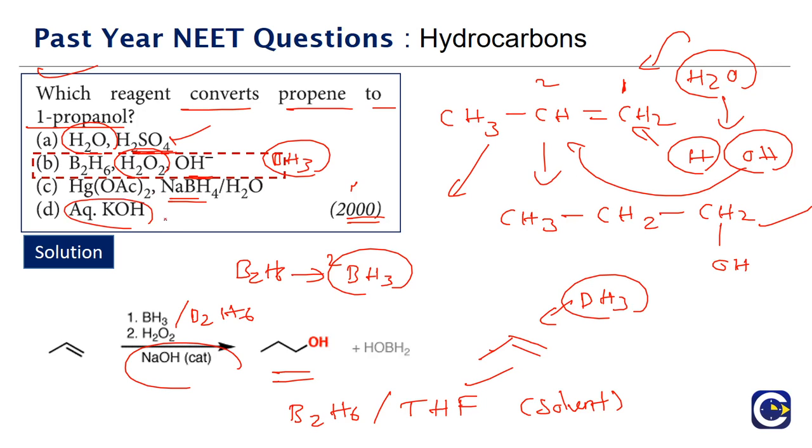Aqueous KOH is for the conversion of the alkyl halides into alcohols, where we will have the nucleophilic substitution. This is not for converting the alkenes into alcohols, it is for converting alkyl halides into alcohols. Okay, so the correct answer for this is option B. Both A and C also will convert alkene into alcohol, but they will give us the Markovnikov product, and the hydroboration oxidation reaction will give us the anti-Markovnikov product.